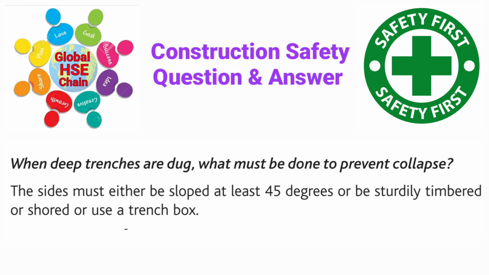Question is, when deep trenches are dug, what must be done to prevent collapse? The answer is the sides must either be sloped at least 45 degrees or be sturdily timbered or shored or use a trench box.